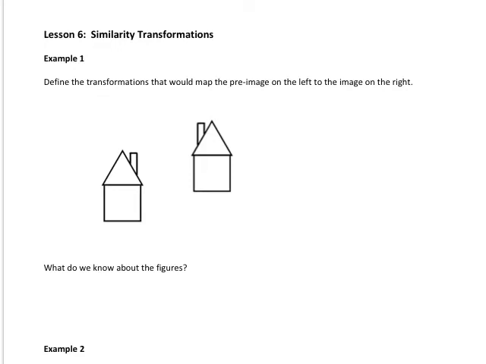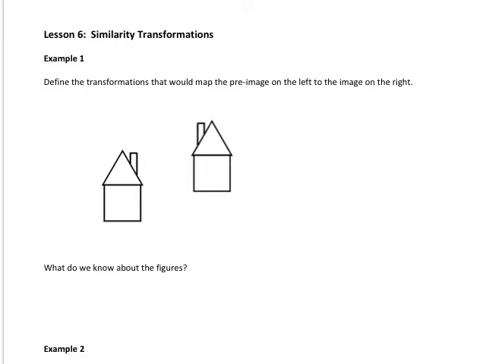In this lesson, we're going to talk about something called similarity transformations. And we're going to start off by looking at this image and a pre-image. Define the transformations that would map the pre-image on the left to the image on the right. And if you compare the two, if you have a ruler, you could measure sides, or if you have a compass, you could measure sides. You'll see that they are the same size.